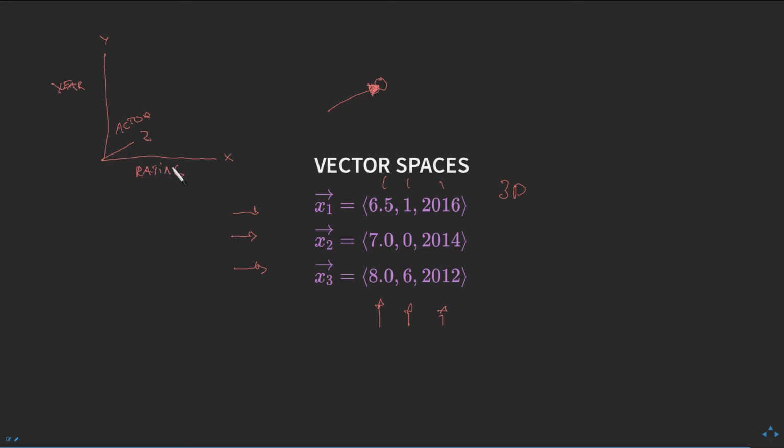Now we can position our vector given the values that we have here, right? This is nothing more than just a coordinate. So rating 6.5 is probably here, actor 1 is here, and 2016, if it ranges until 2016, is here, right? So we can determine the position by just drawing the lines like this. And our vector will be here.